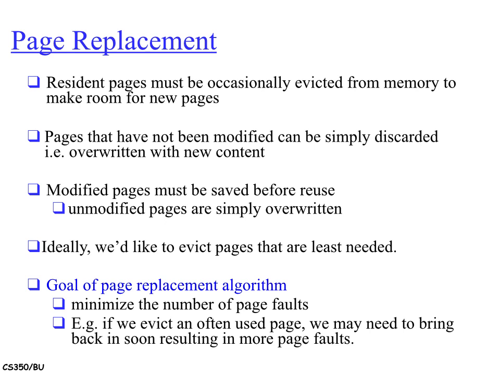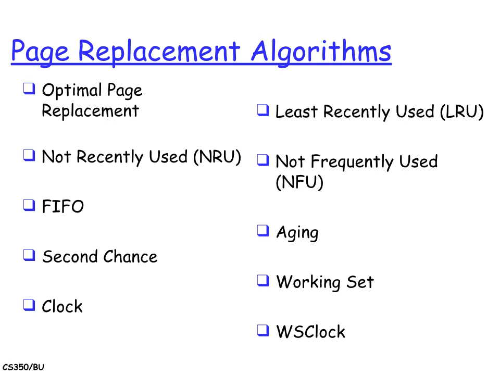The common goal of page replacement algorithms is to identify pages that are least needed and then to evict only those pages. Of course, this is easier said than done for various reasons that we will discuss in the rest of this lecture. There are a number of different page replacement algorithms available in the literature, and some of them work better than others. We will start with the ideal algorithm, optimal page replacement, and then we will go through the rest of these algorithms one at a time.